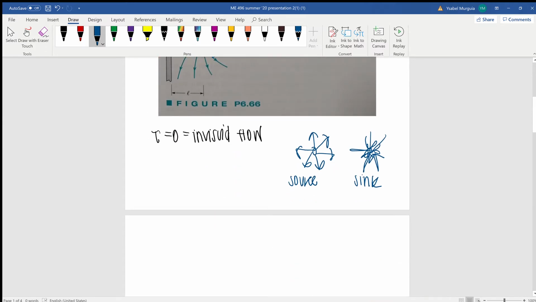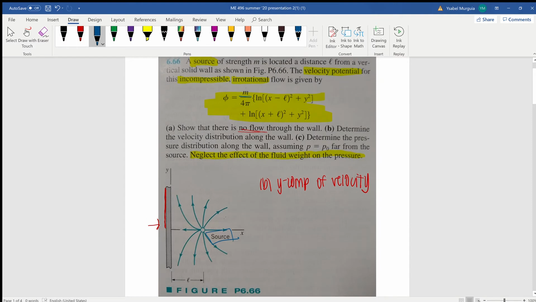So what we know about a source is that M will be positive, and for a sink, M will be negative. Another way to confirm this, besides the fact that they tell us it is a source, is we do see that this M is positive. There's no negative sign, so it is, in fact, a source.